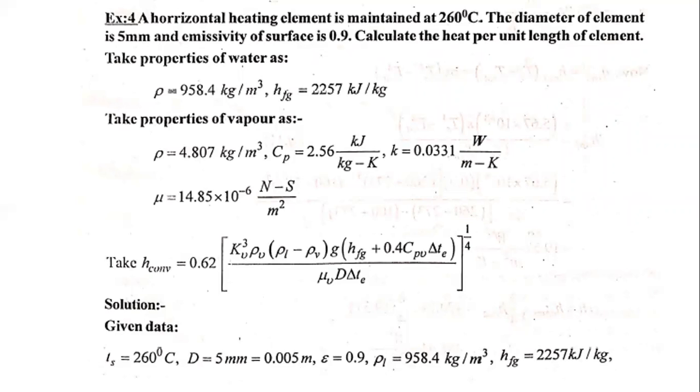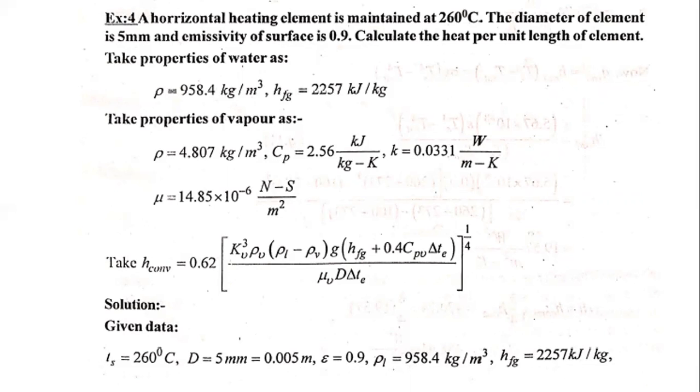Similarly, we have to attempt this numerical. A horizontal heated element is maintained at 260 degrees Celsius. The diameter of the element is 5 mm and the emissivity of the surface is 0.9. Calculate the heat transfer per unit length of the element. So we have the density of water, which is 98.4 kg per meter cube, and the enthalpy of latent heat, or enthalpy of fluid to gas, is 2257.